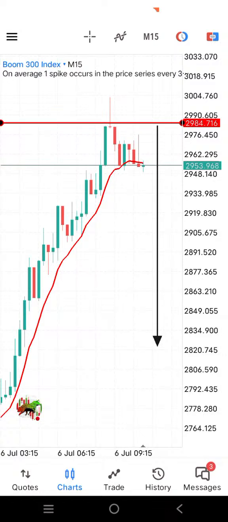You buddies sell this Boom 300 and let me know in my inbox on WhatsApp. Join the group by clicking the link which is in the pinned live chat. And let us know whether you really found it.